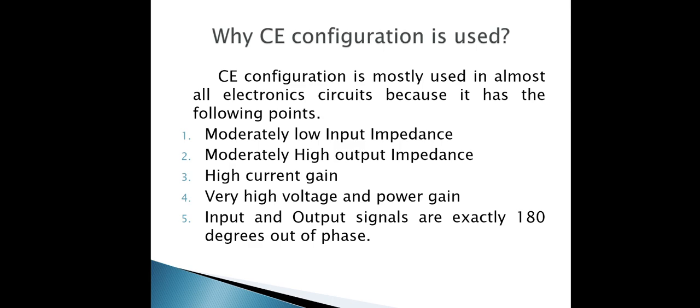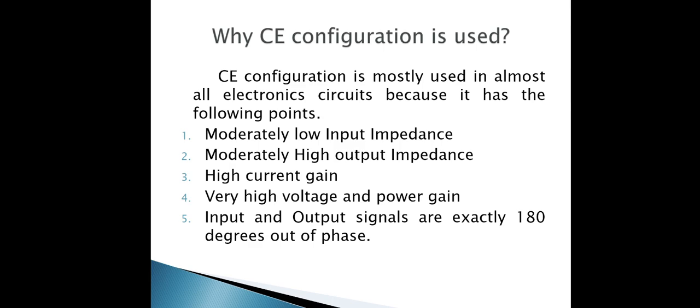Even though common base and common collector configurations are available, still 90% of the electronic circuits are made up of common emitter configuration only, because of the following reasons. The first main point is, for a CE configuration, we see moderately low input impedance. That is, it will be in the range of 1 to 5 kilo ohms. Whereas the second point is, it will have moderately high output impedance.